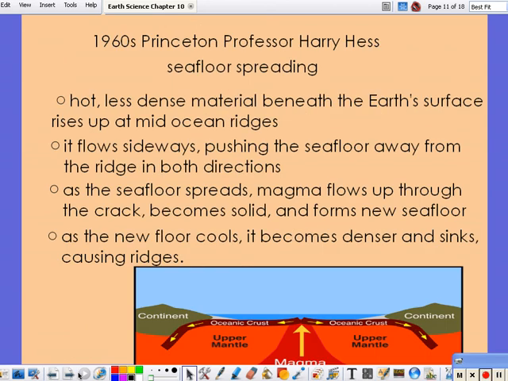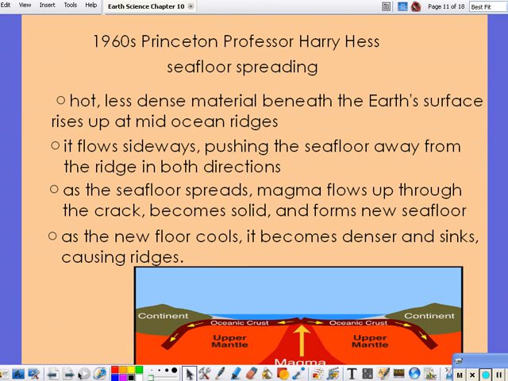Now, in the 1960s, a Princeton professor, Harry Hess, came along and he gave the idea of seafloor spreading. This was to help explain how these underwater mountains came to exist. What he said is that seafloor spreading comprised four separate components. One, the hot, less dense material beneath the Earth's surface, or this magma, rises up at these mid-oceanic ridges.